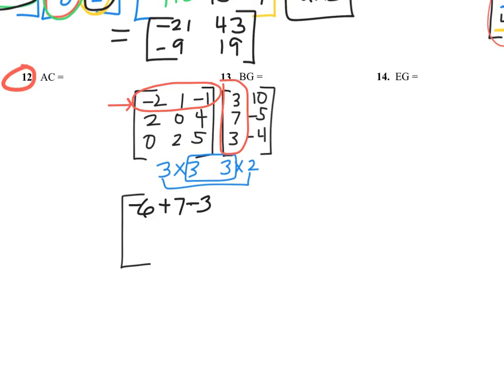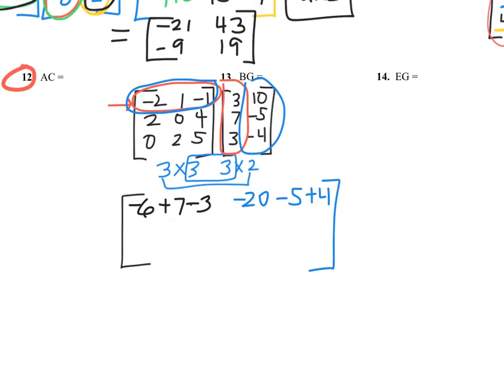Then we're going to go across and down. So -2 times 10 is -20. 1 times -5 is -5. And -1 times -4 is +4. Whew. So we just did our first row with both columns. Now let's move to the next row.